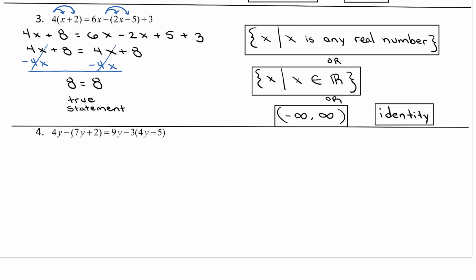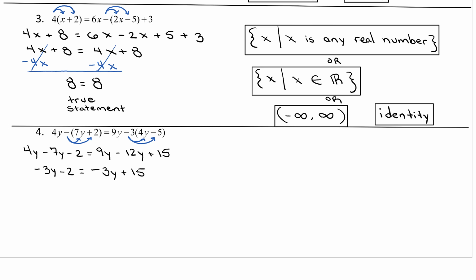Example number 4 states 4y minus, we're going to open up a set of parentheses, 7y plus 2, close the parentheses, equals 9y minus 3, open up a set of parentheses, 4y minus 5. I'm going to distribute the minus sign in front of the set of parentheses on the left-hand side, and I'm going to distribute the negative 3 that's in front of the parentheses on the right-hand side. We're going to be left with 4y minus 7y minus 2 equals 9y minus 12y plus 15. We can simplify this to negative 3y minus 2 equals negative 3y plus 15.